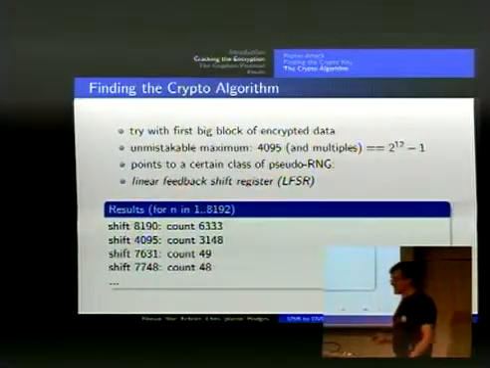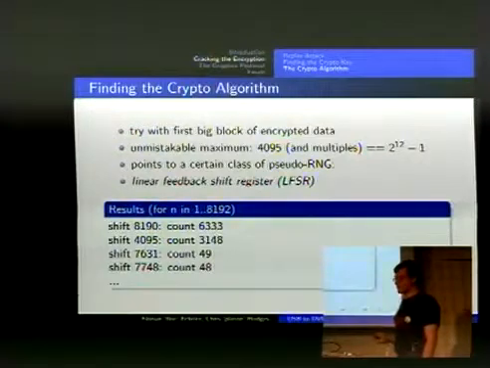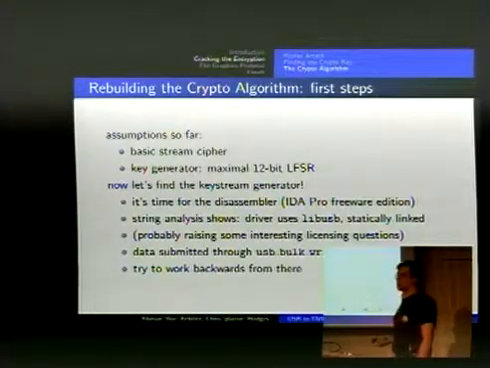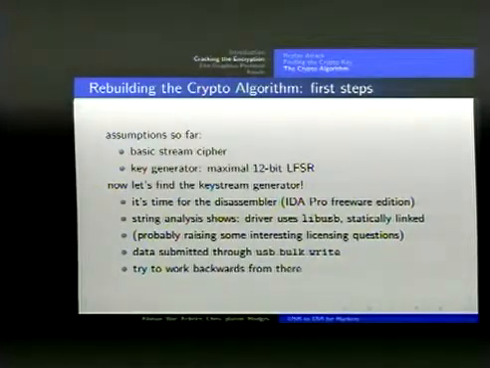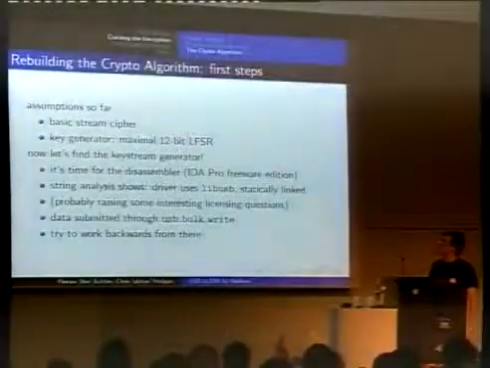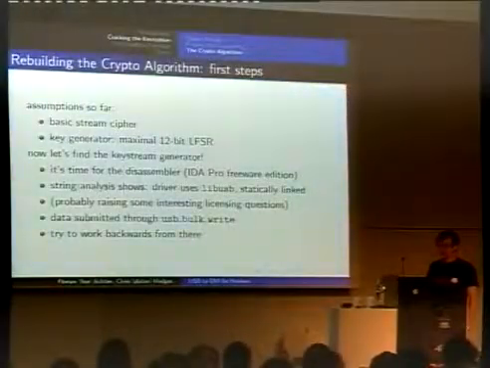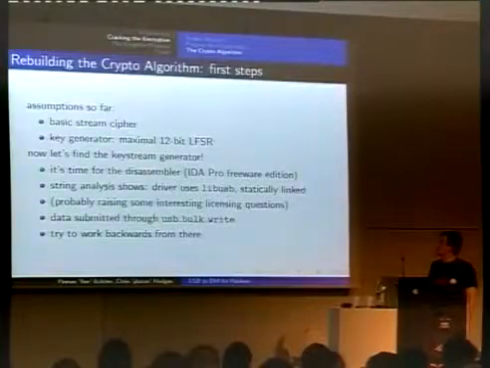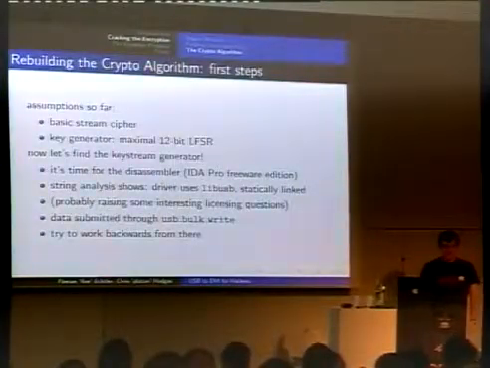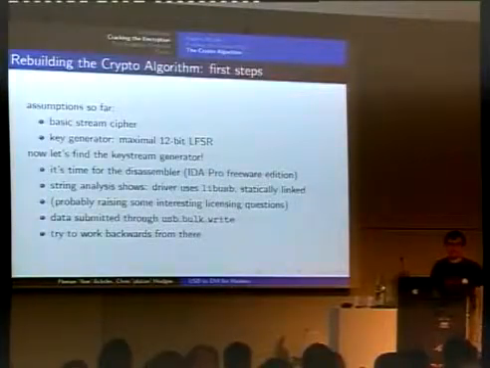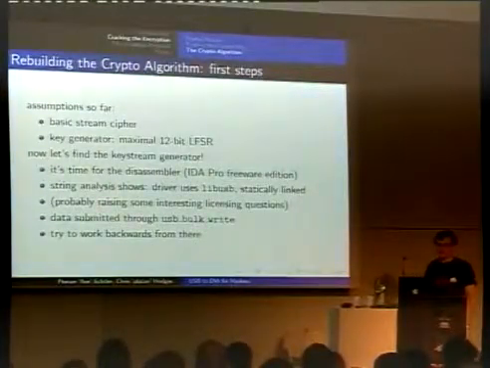Of course, this doesn't help too much if you only know the key length. Now, what you need in the end is the key stream generator. So our two assumptions were that we have a stream cipher, and an LFSR random number generator, a maximal LFSR, which means that it actually uses the maximum possible period, which is 4095 bytes.